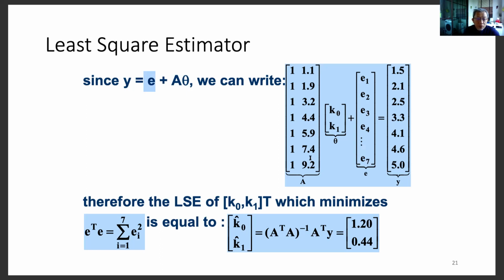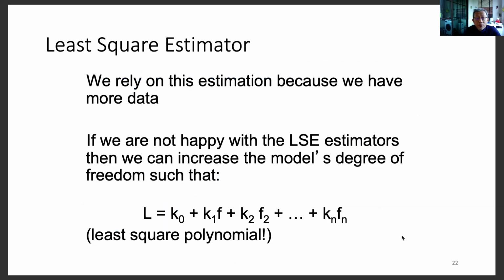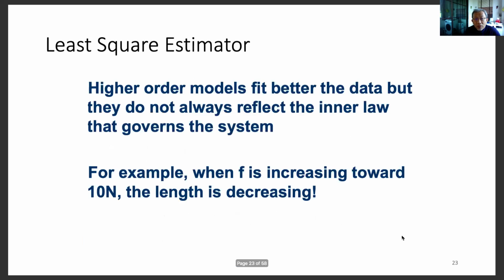So therefore, the least square estimate of K0, K1, which minimizes the equations shown here, is using A transpose A inverse, A transpose Y, which is known as 1.2 and 0.44. So we rely on this estimation because we have more data. But sometimes this spring has a limit. So if you give more input, meaning more force in Newton, the model that we propose might not be accurate.